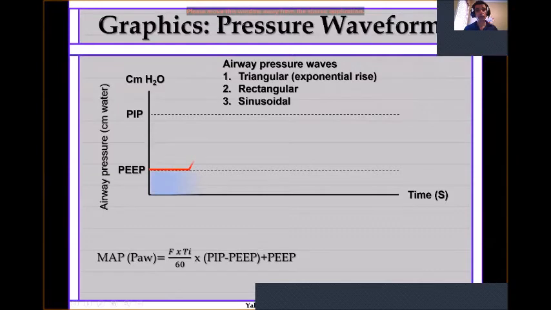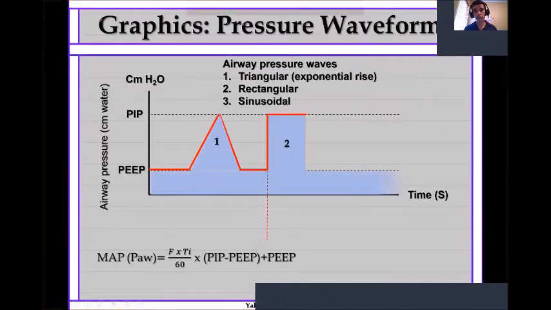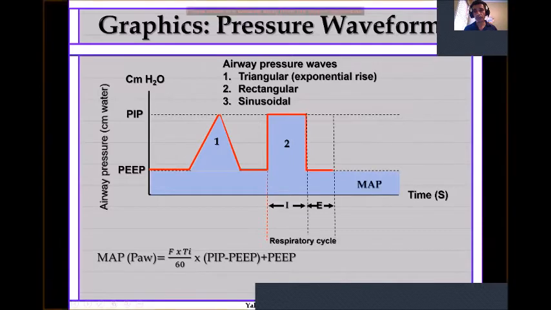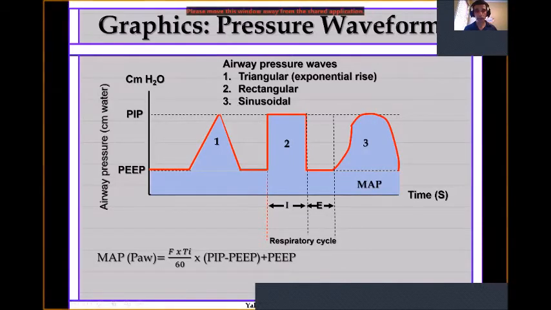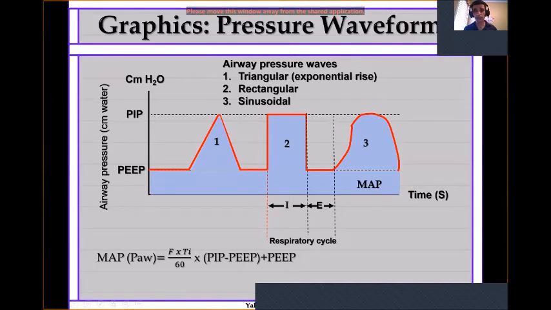So if we go to the graphics of the pressure, we will have 3 types of waves. Remember, this is PEEP and this is PIP. And when we talk about pressure waves, we are talking about the shapes of the PIP. So we have pressure, we have time, we have inspiration, we have expiration. This is PEEP during expiration, this is PIP. The total colored area is the MAP.